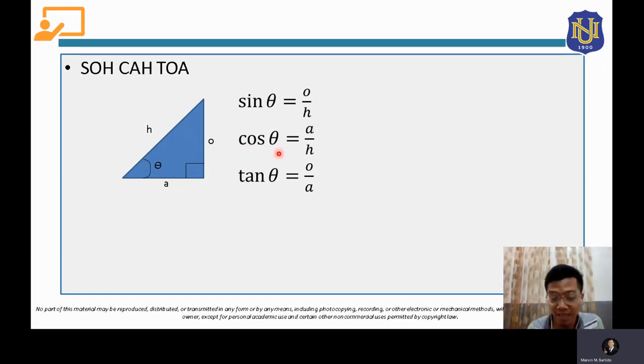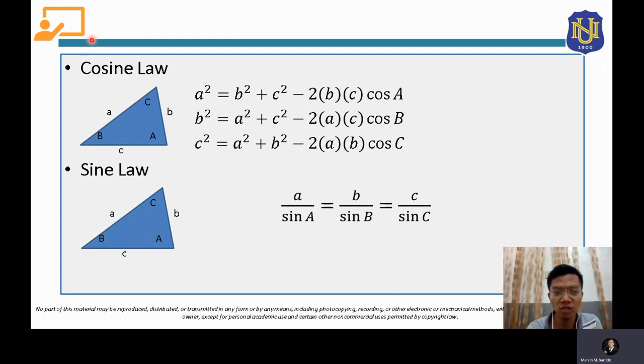Now, if you're going to solve for cosine theta, we will use CAH. C stands for cosine, A stands for adjacent, and H stands for hypotenuse. So cosine theta will just be equal to adjacent over hypotenuse side of the triangle. Now for tangent theta, this is TOA. T stands for tangent, O stands for opposite side, and A stands for adjacent side. So tangent theta is equal to opposite over adjacent. So we can use this law. Next, this is the next law that we can use for solving triangles.